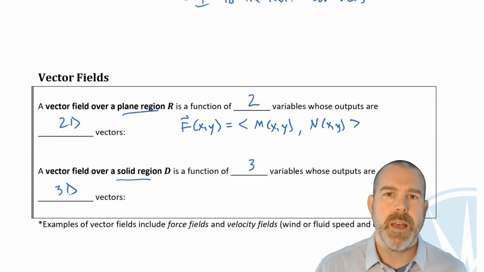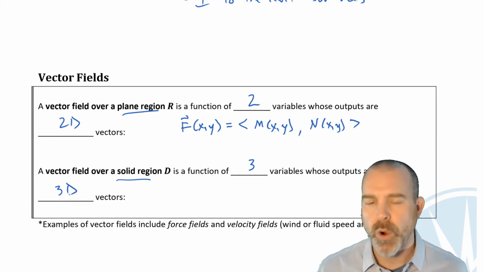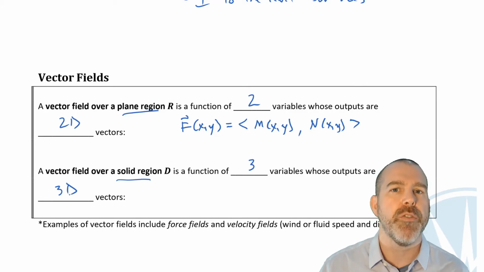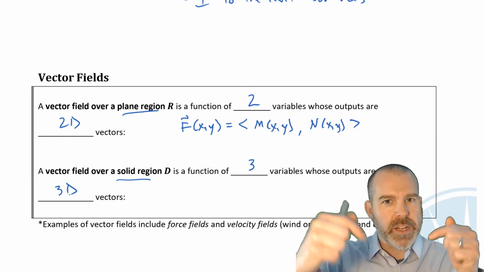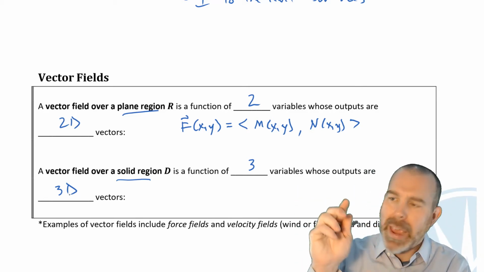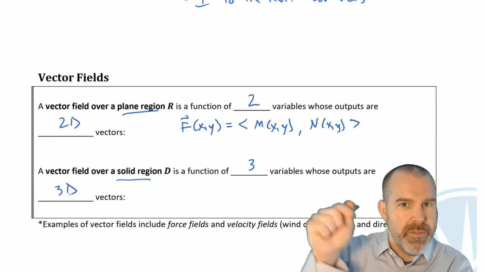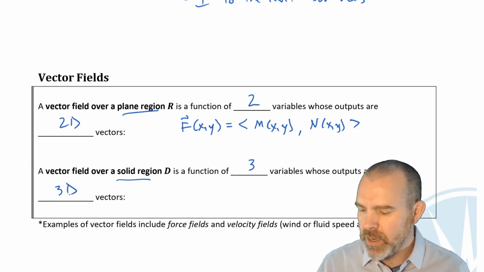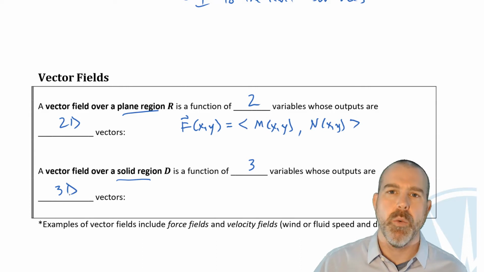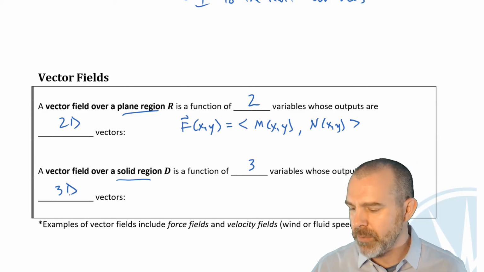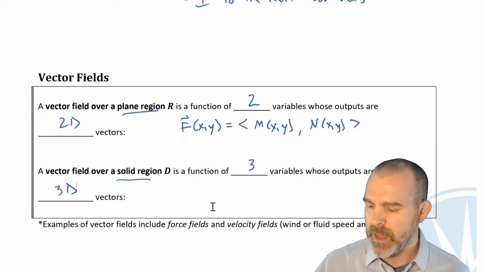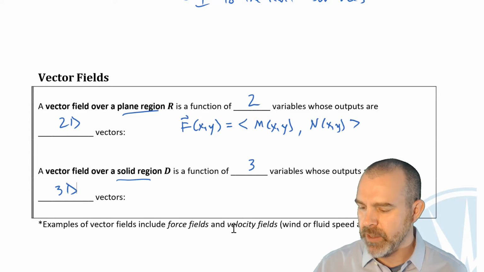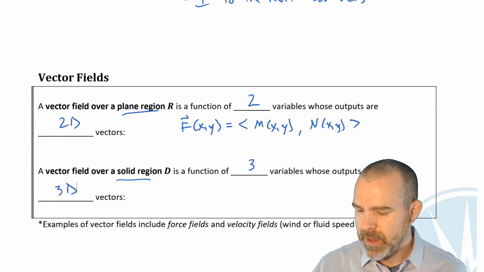So you can think of some examples, and we'll talk about some of these force fields where you have some, like a magnetic force that's pulling in many directions, and each of the magnitude of that pull is the magnitude of a vector, and there's a direction for that vector. And then vector fields like wind or fluid speed and direction. Those are all examples of vector fields, velocity fields, I should say.